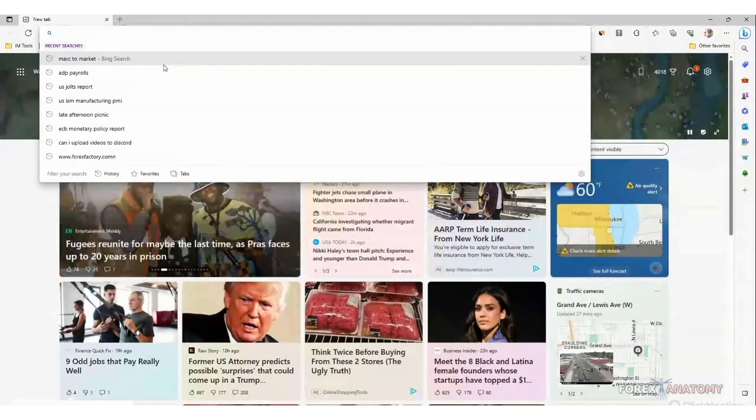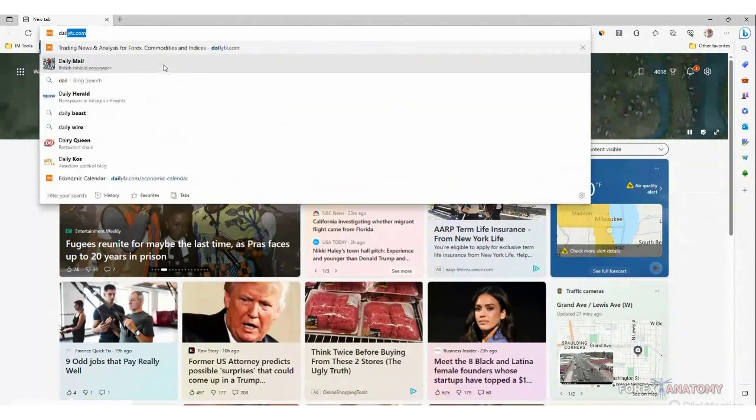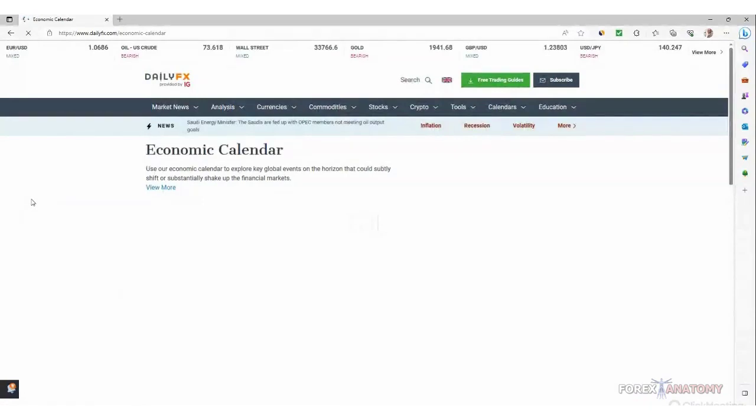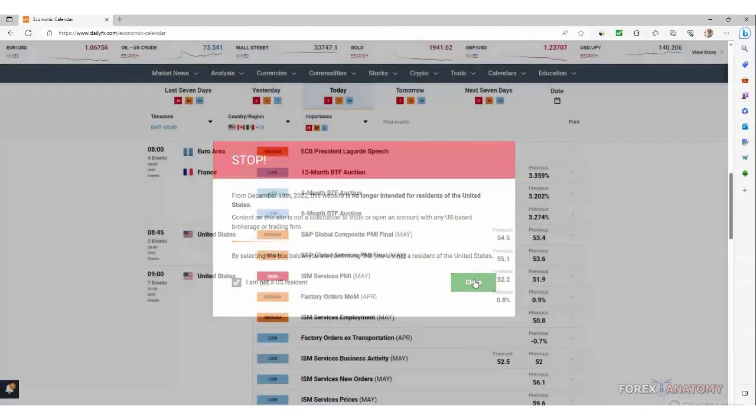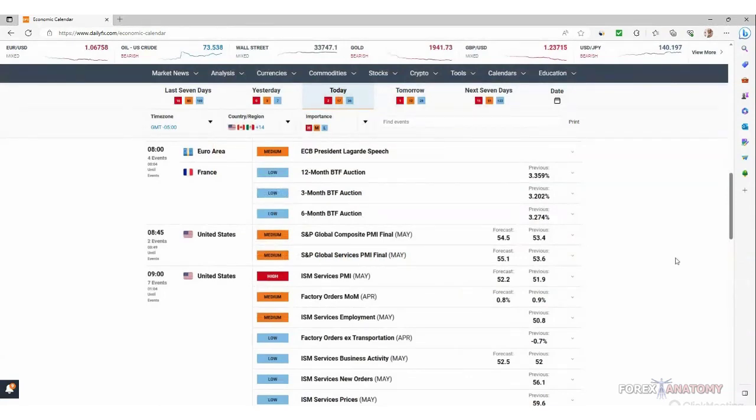I'm just going to go to Daily FX, their economic calendar. We're going to Daily FX simply because you can clearly see these numbers. In roughly 49 minutes to an hour, we're going to have this slew of data coming out. The first batch is the S&P Global Composite and Services PMI, which, of course, traders do look at.